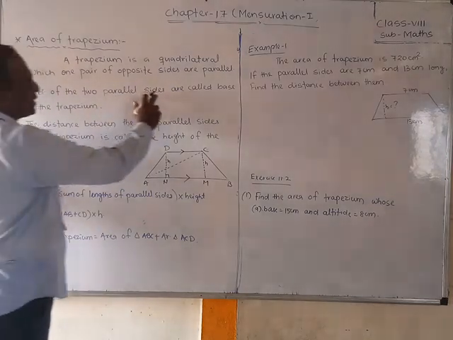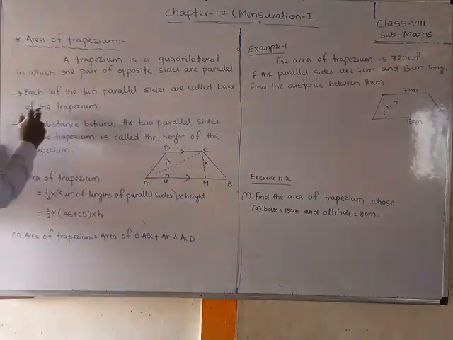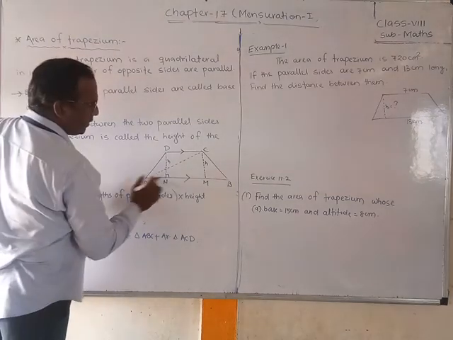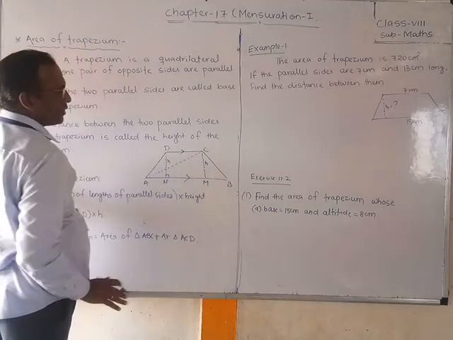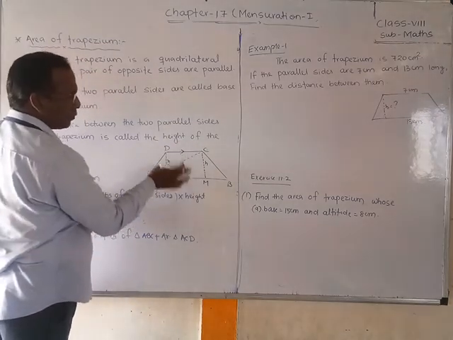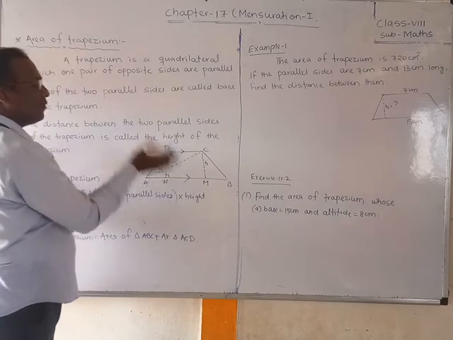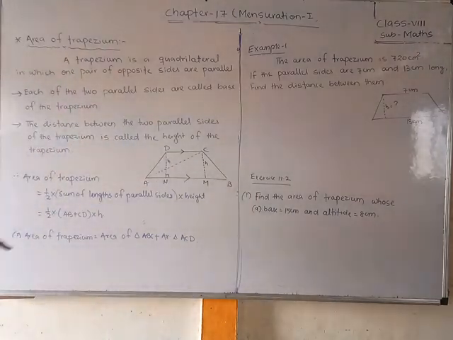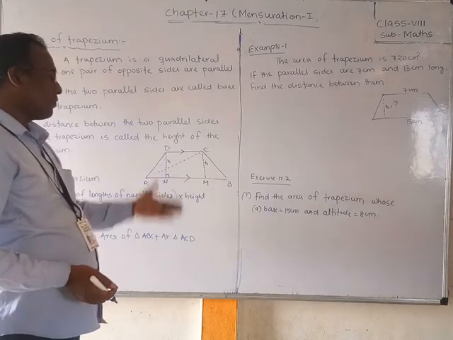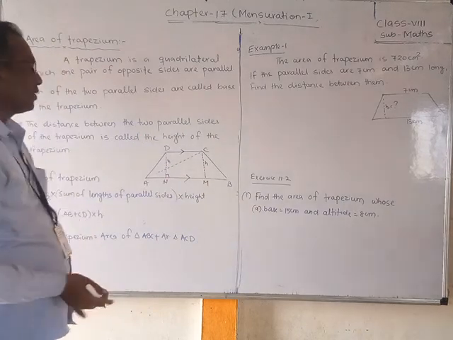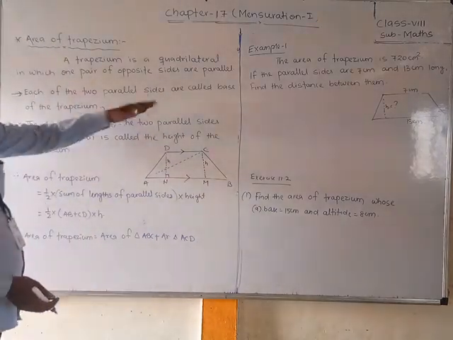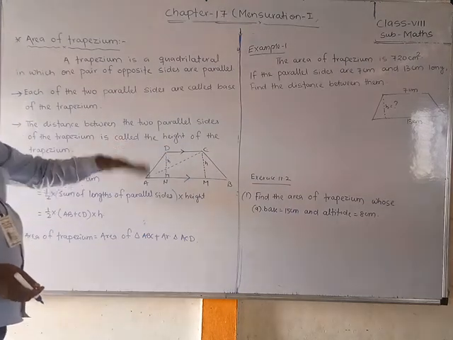Each of the two parallel sides is called a base of the trapezium. Either AB is a base or CD is a base, it does not matter. Both parallel sides are bases. If you say CD is a base, no problem. If AB is a base, no problem.